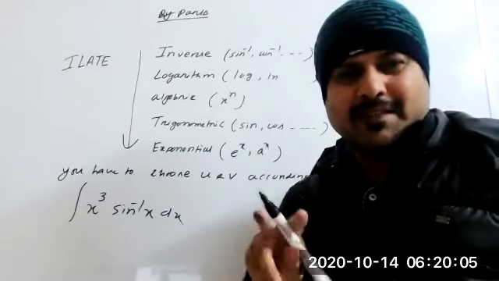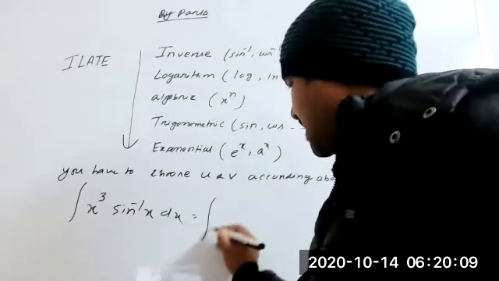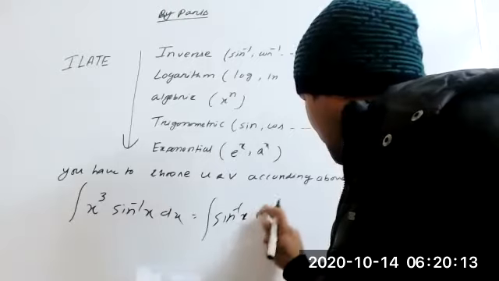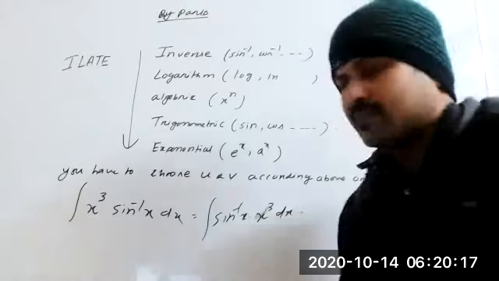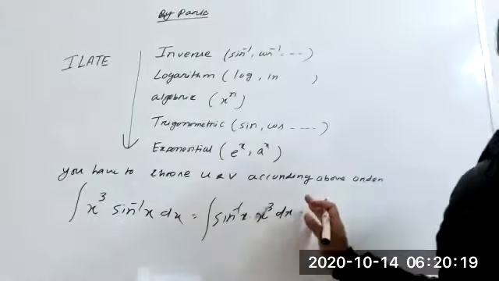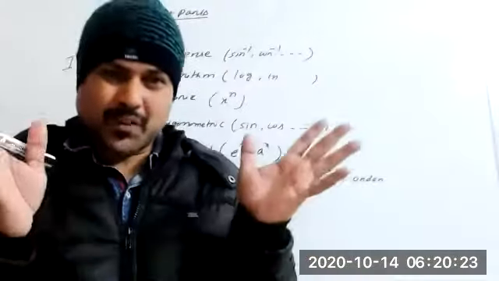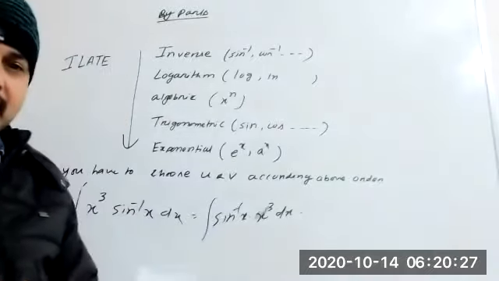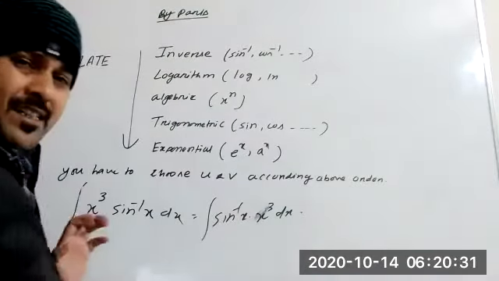Swap it means interchange, right? That is sin inverse x into x cube dx. Now you can use by parts. Now it will not go into the infinite loop. Now it will be easier. So this should be this, right?